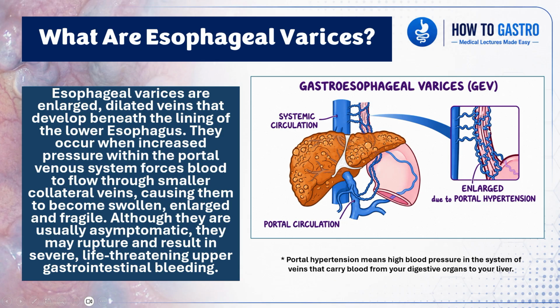So esophageal varices are enlarged, fragile veins that develop underneath the lining of the lower esophagus, and they can bleed in instances where portal hypertension becomes really high, causing the fragile walls of these vessels to burst. Portal hypertension means high blood pressure in the system of veins that carry blood from your digestive organs to your liver. I'll explore that in later slides, but just keep in mind that this is what esophageal varices basically are.